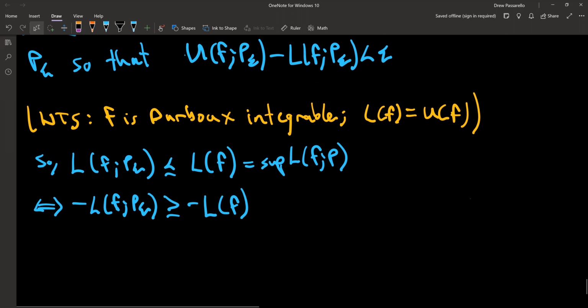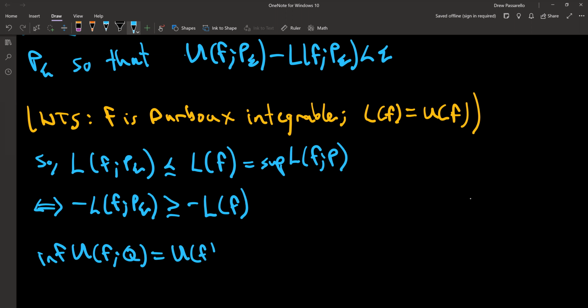Okay, so we know that, and we know for the upper sums, U of f is the infimum of the upper sums. So the inf of all upper sums, partition Q, that's for all Q, and that's equal to U of f. Since it's the infimum, it's less than or equal to our upper sum of partition P of epsilon.